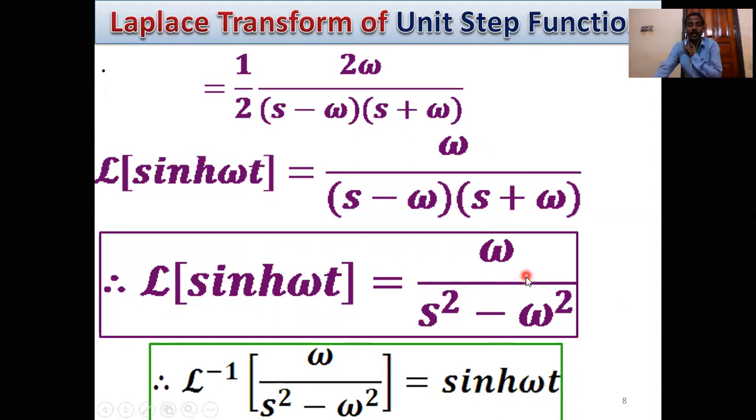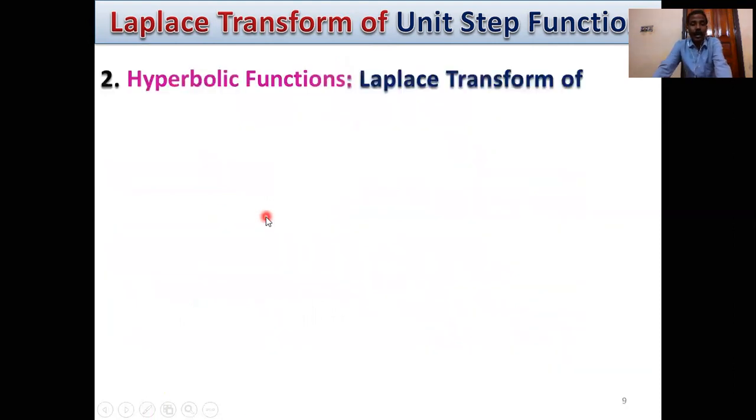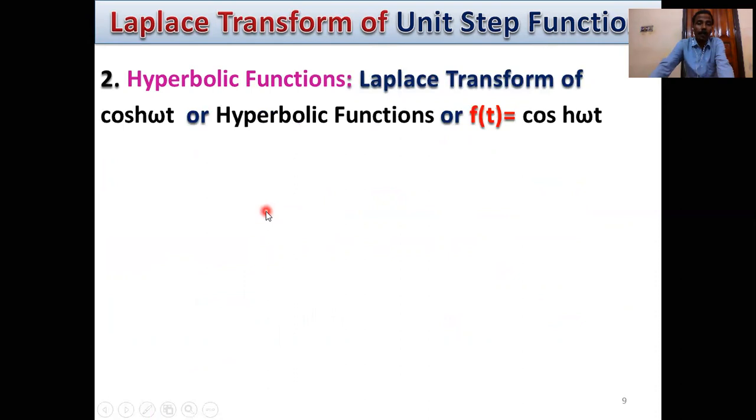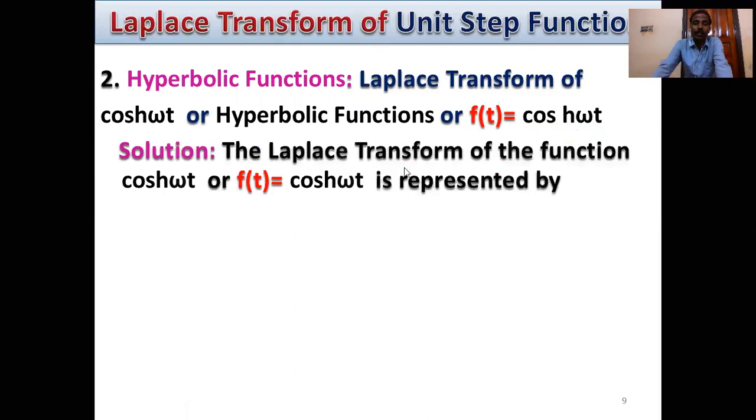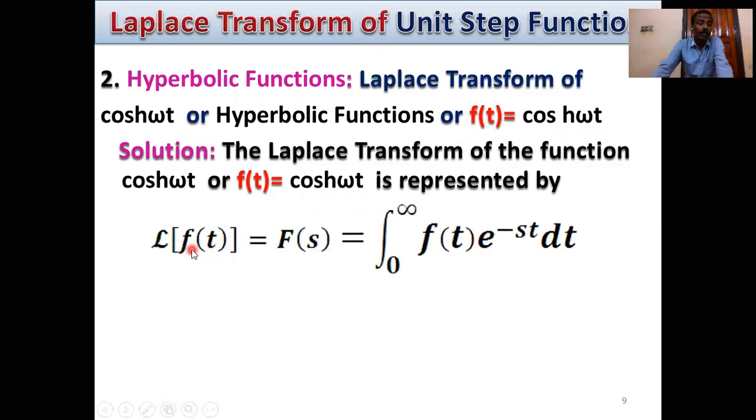This is the Laplace transform and this is the inverse Laplace transform for sine hyperbolic omega t. And another case, hyperbolic function, the Laplace transform of cos h omega t, or hyperbolic cosine function. This is the cosine function, or f of t equals cos h omega t. Then solution, what is the solution? Just put f of t equals cos h omega t. Then what is the formula?